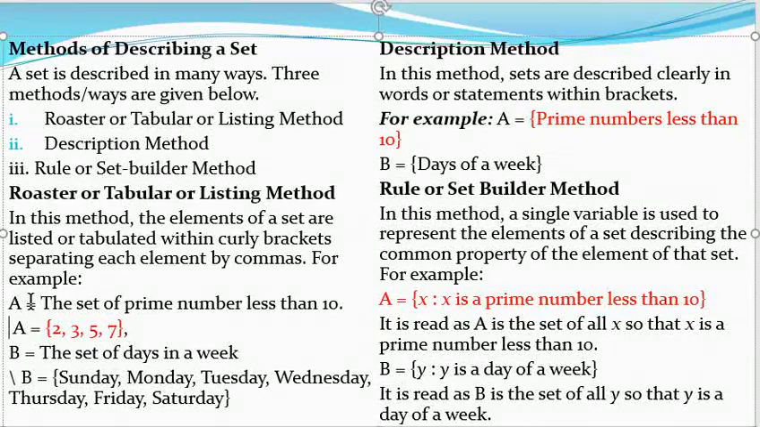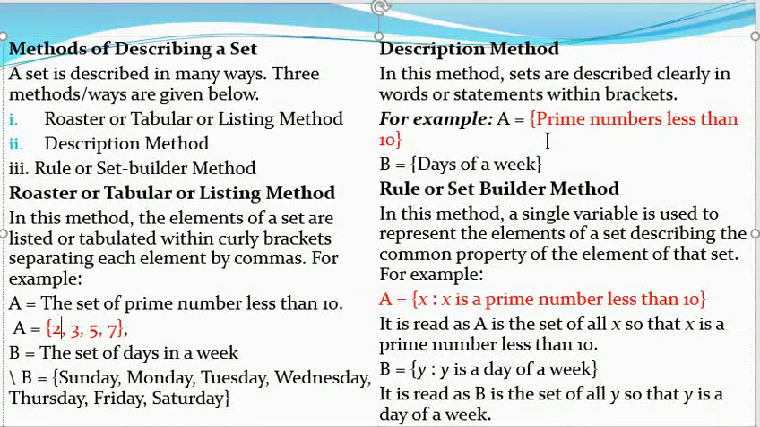How many elements are there? Suppose the question is: the set of prime numbers less than 10. If I say like that, then you will say what the prime numbers less than 10 are. You will just say it to me, no? So the prime numbers less than 10 are 2, 3, 5, 7. That is the same thing we have to write in a curly bracket, and this method is known as the listing method or tabular method or roster method.